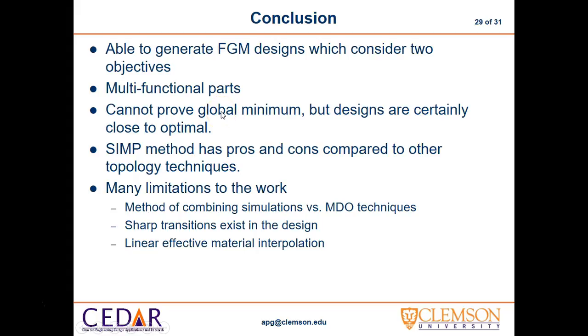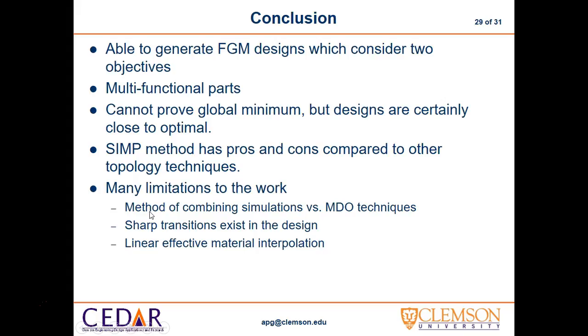In this analysis, we might not be getting the global minimum, but our designs are certainly better than the homogeneous material design, though I haven't done a rigorous mathematical analysis to prove they're the actual global minimum. I used the SIMP method, which certainly has its pros and cons. You could use another method of topology optimization if you wanted. This work has a lot of limitations.